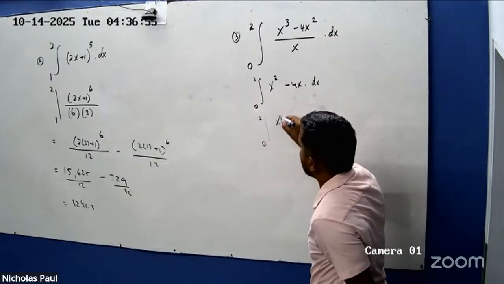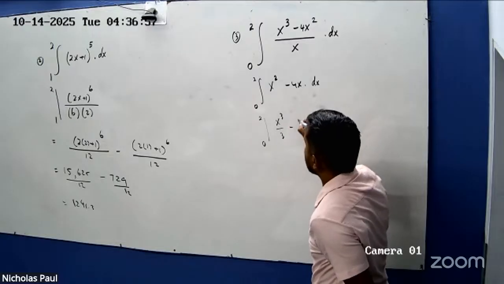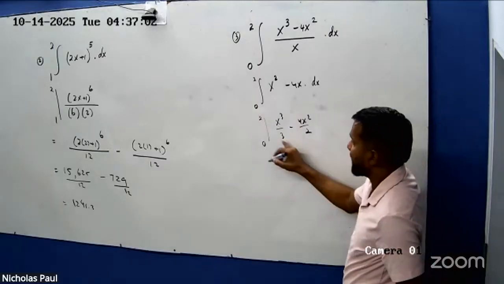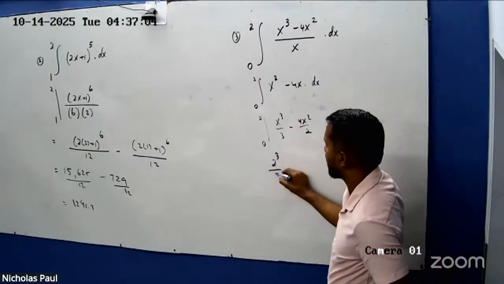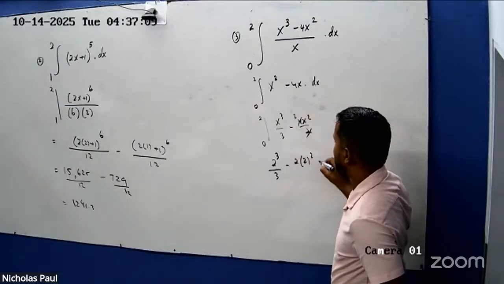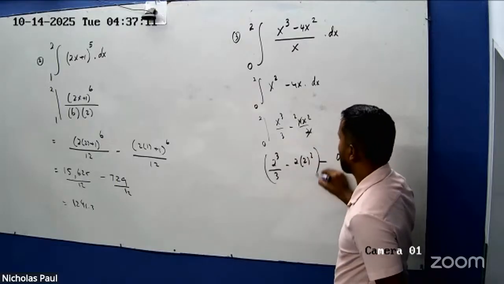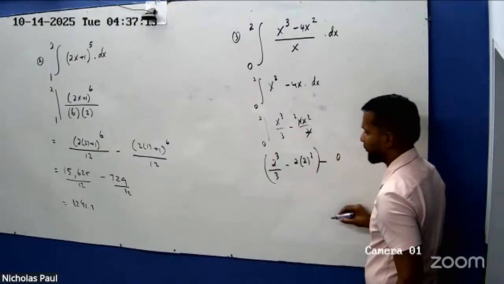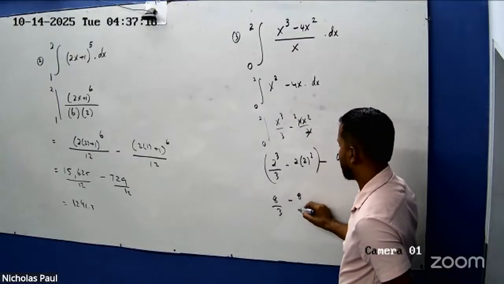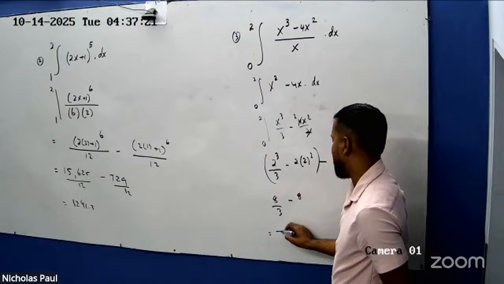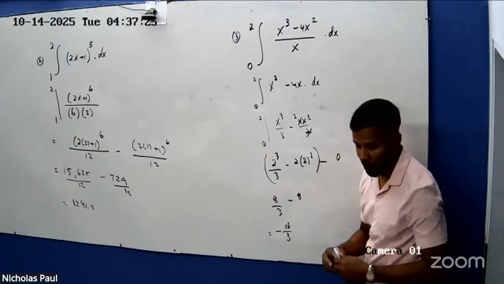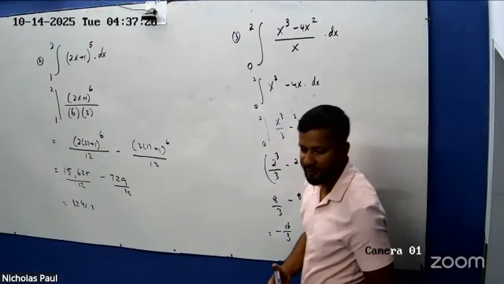When you integrate, you'll get x cubed on 3 minus 4x squared on 2. When you're done plugging in 2, you'll get 2 cubed on 3, minus 2 times 2 squared, minus 0. If you put 0 in here, you'll get 0. So we'll get 8 over 3 minus 8. I got minus 16 on 3. Okay? One more, integral of 3.